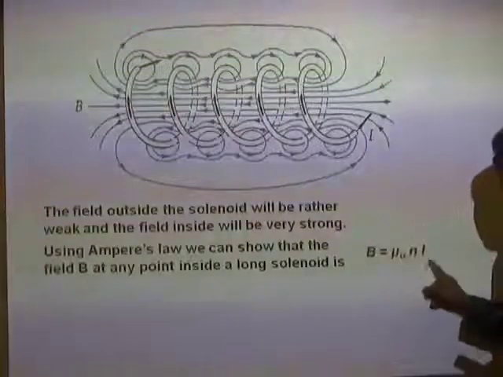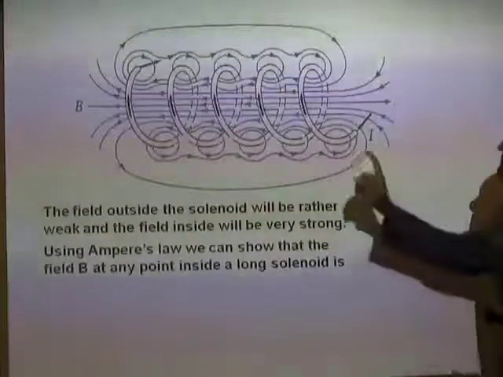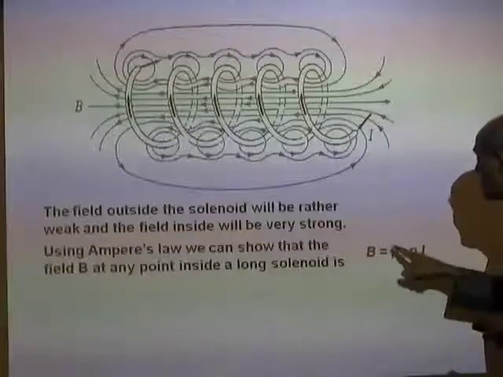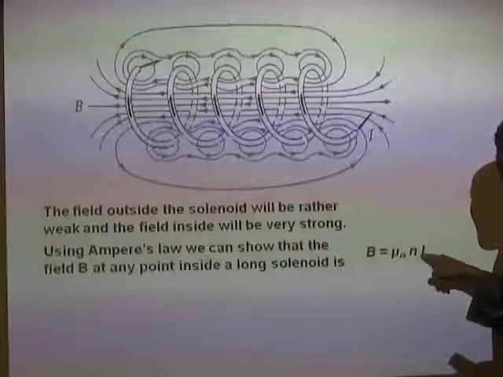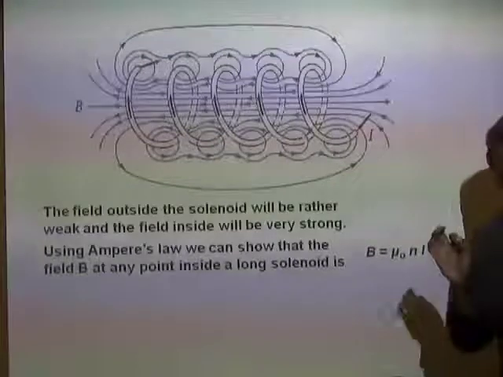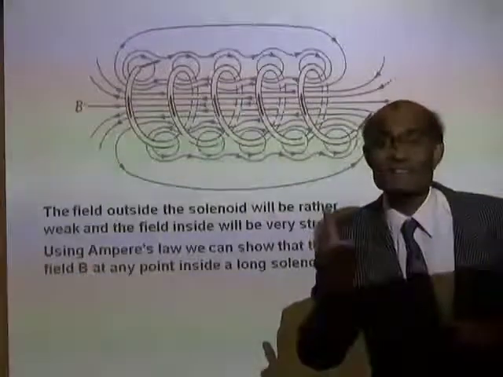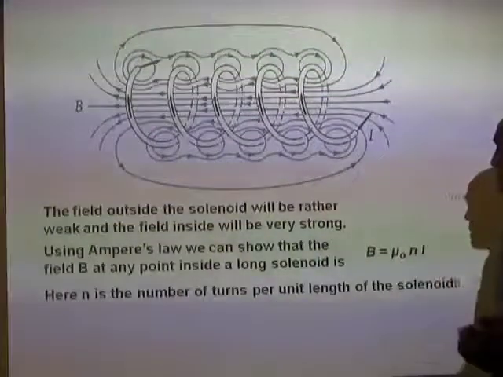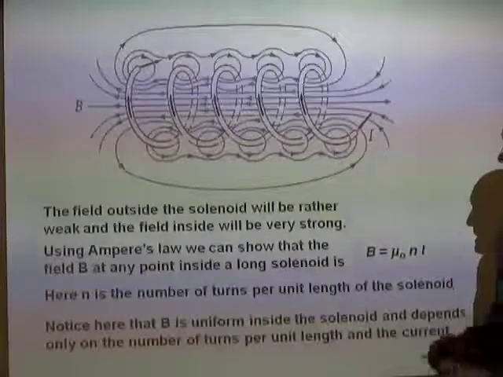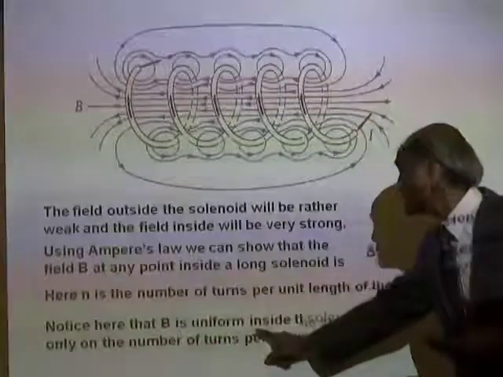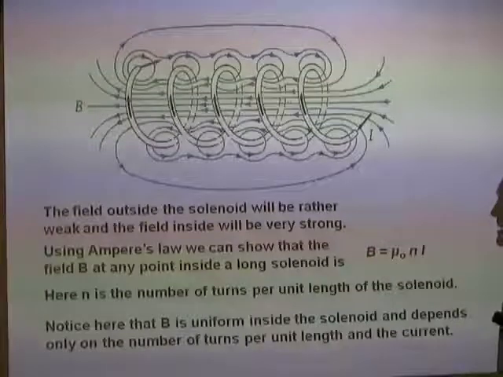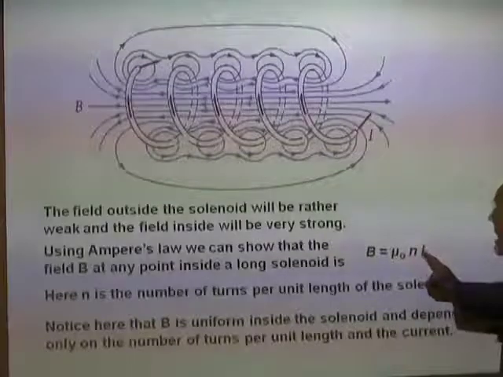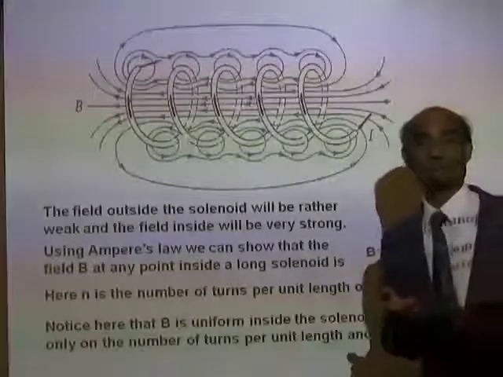Now using Ampere's law, we can show that the field at any point inside a solenoid is B equals mu 0 n I, where n is the number of turns per unit length. Number of turns per unit length. Don't confuse that. So n is the number of turns per unit length of the solenoid. Now notice here that B is uniform inside the solenoid and depends only on the number of turns per unit length and the current in the solenoid.